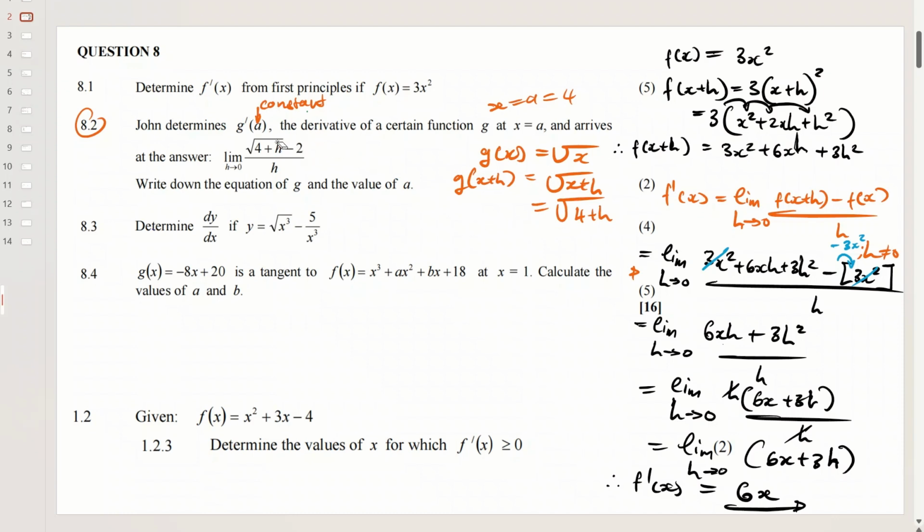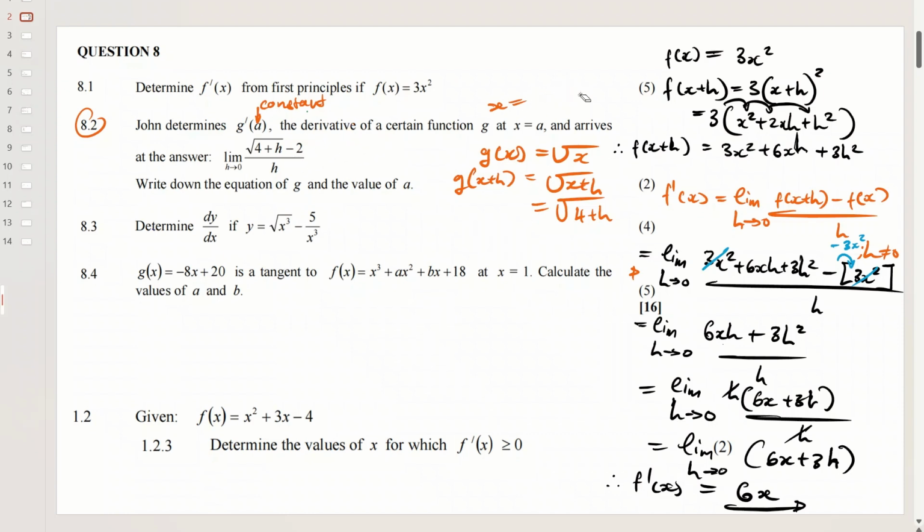And what about this part here? Remember, in your first principle formula, you subtract the original function. So you keep the negative outside. Your original function is just the square root of x. But now, John determined the derivative at x is equal to a, which is your 4. And the square root of 4 is just the 2. You see where this 2 came from?